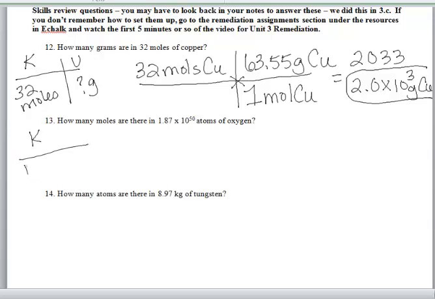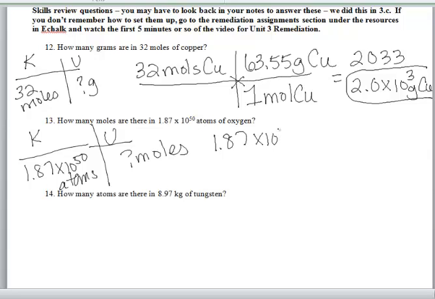Alright, the second one, we start off knowing that we have 1.87 times 10 to the 50th atoms, and we want to know the amount of moles. Okay, here we get into the atoms. We're still just doing moles. So we've got to use Avogadro's number.